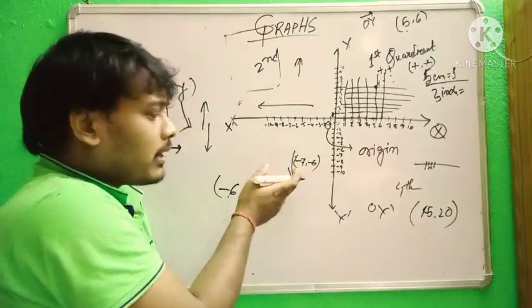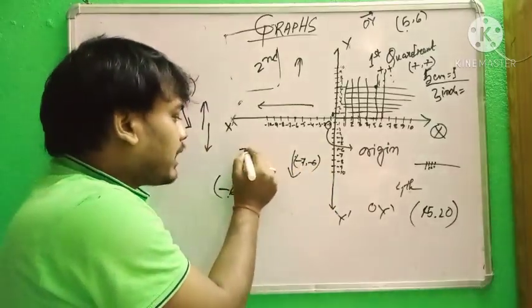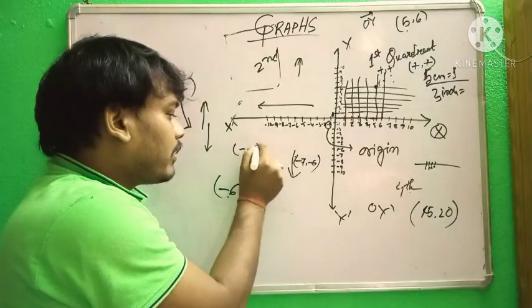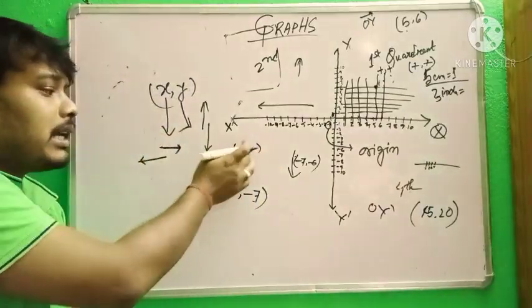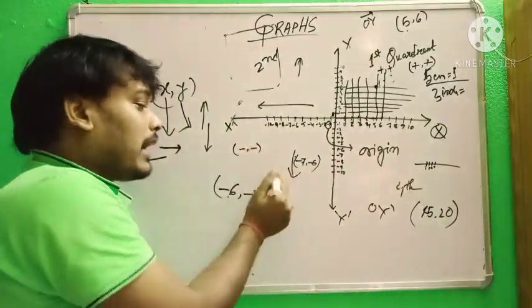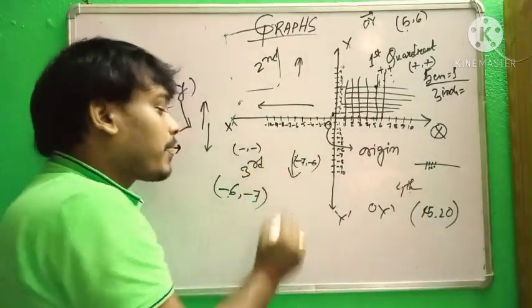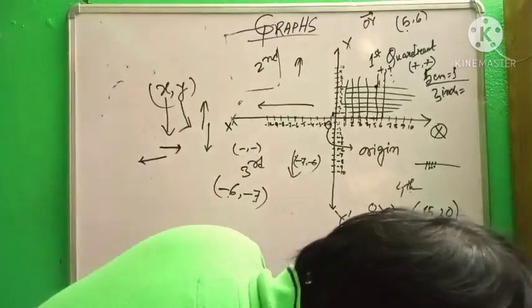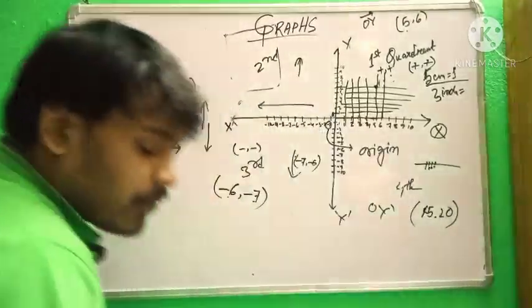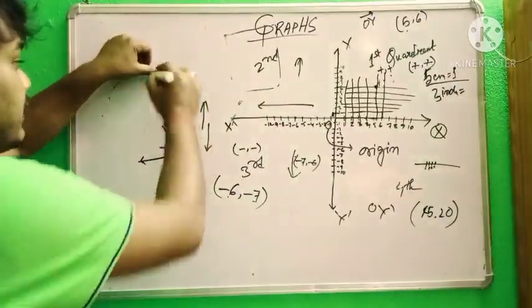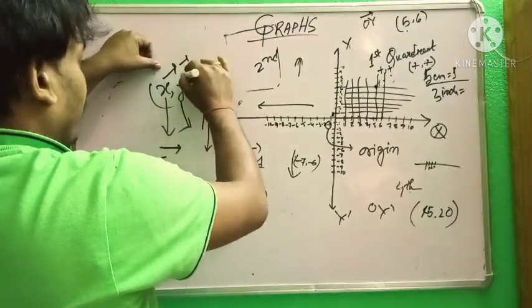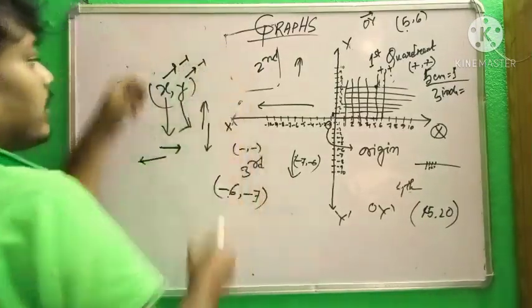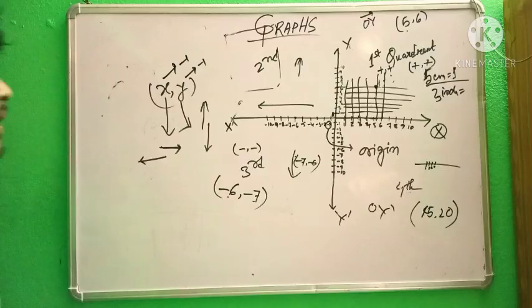So from here it is clear, if the signs of the numbers are negative comma negative, then the point lies in the third quadrant, okay. The point lies in the third quadrant, that means x is negative and the value of y is also negative.